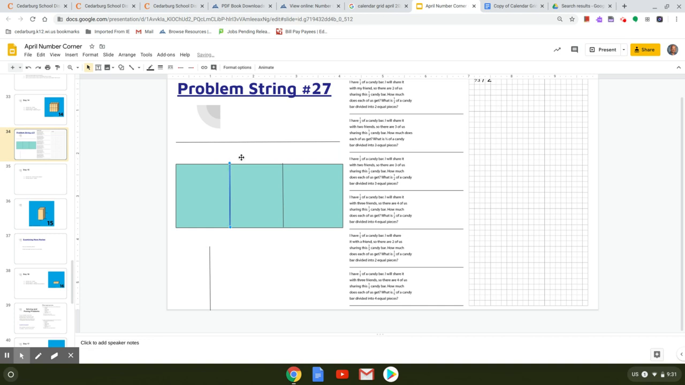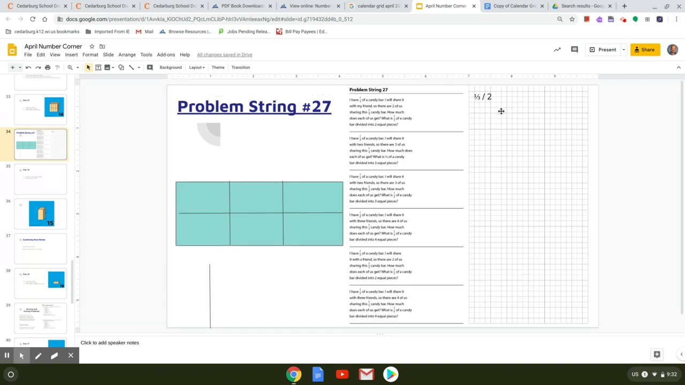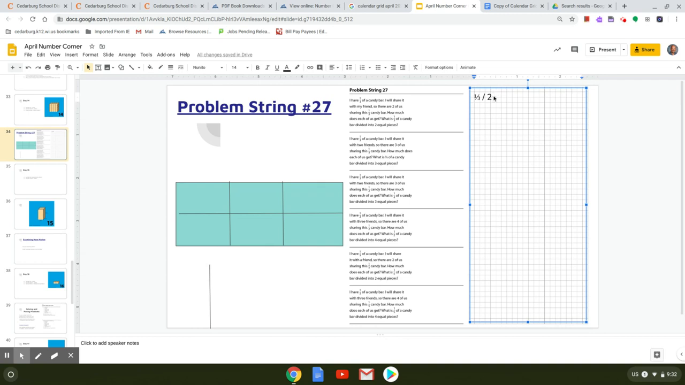And then we have two friends. So if we have two friends, we're going to divide it in half, right? Because somebody gets the top part and somebody gets the bottom part. There we go. So how much does each friend get? So if this is our third and we're dividing it in half, each person's going to get, have you figured it out yet? 1/6.